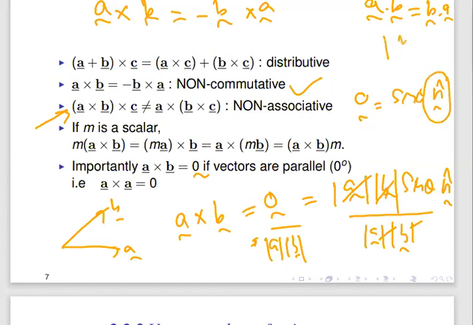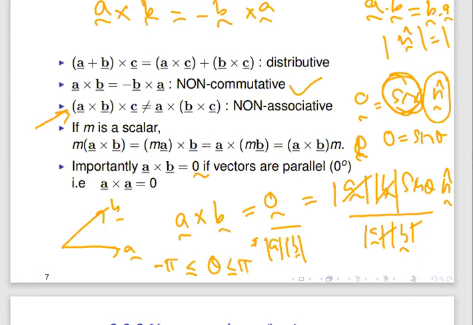The magnitude of this one is 1, right? So therefore this term should be equal to 0. So this scalar should be equal to 0. 0 should be equal to sine of theta. That means, we know that theta varies between negative pi and positive pi. The theta would be 0 because 0 is equal to sine theta. Theta could be 0 or pi.